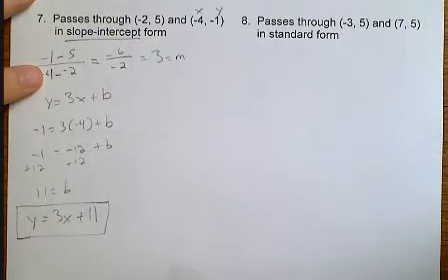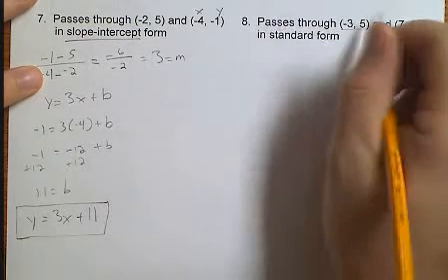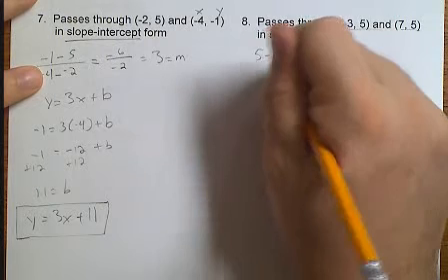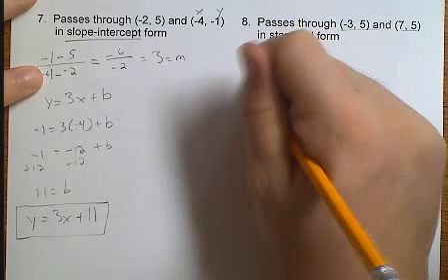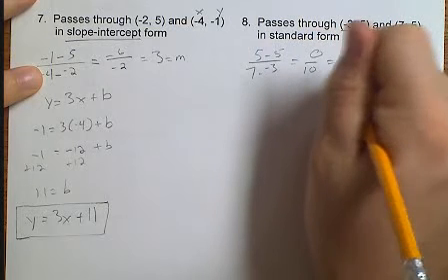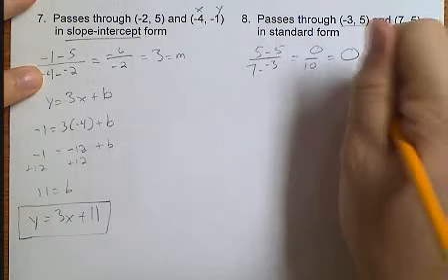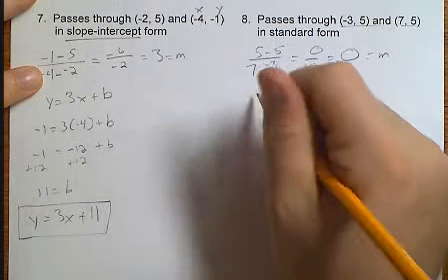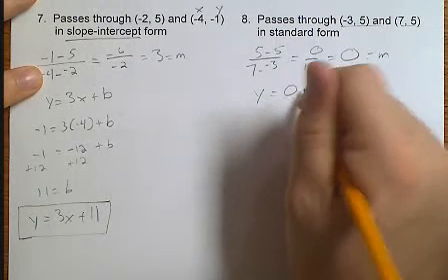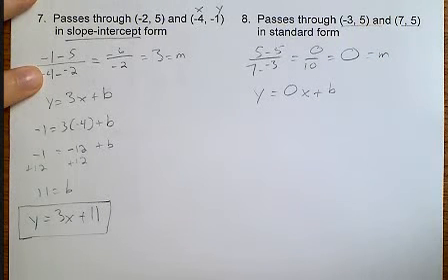Number 8. Same thing, 2 points. Let's go ahead and figure this out. 5 minus 5 over 7 minus negative 3 is 0 over 10, which is just 0. So our slope is 0. So y equals 0x plus b.